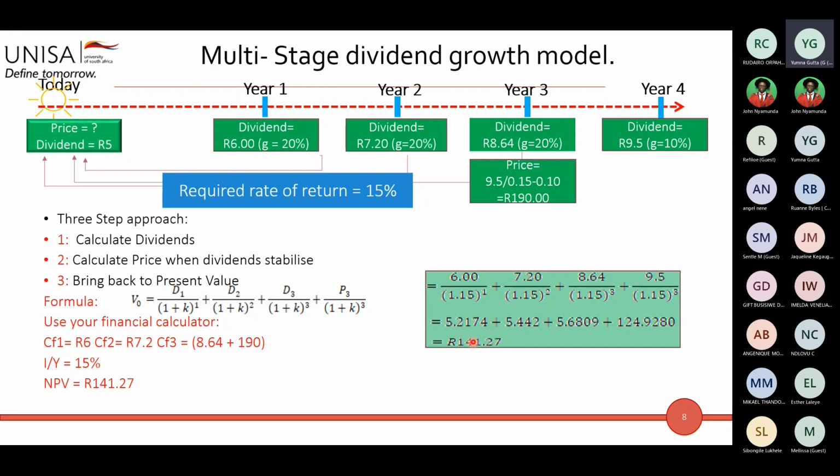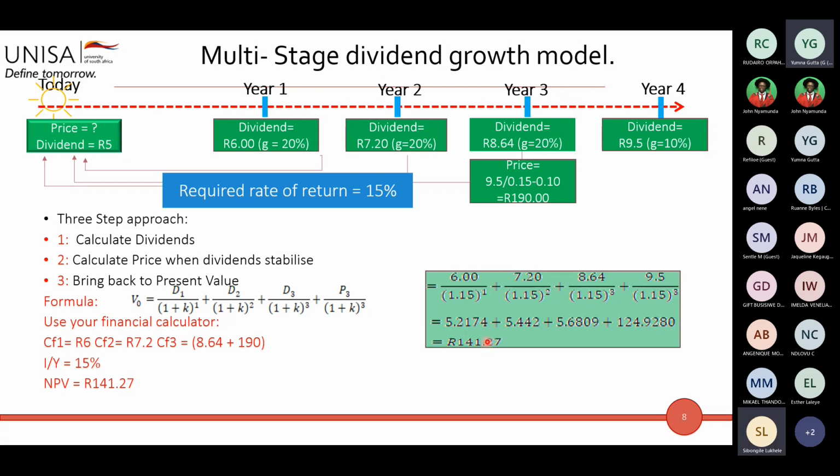Okay, so now what we do is we say 6 Rand divided by 1.15 gives you 5 Rand 20. You put your decimals to 4 places: 5.2174. 7 Rand 20, which we calculated in year 2, divided by 1.15 squared. Our dividends in year 3 divided by 1.15 to the power 3. Then 190, which is your price, divided by 1.15 to the power 3, because we're bringing everything back to present value.